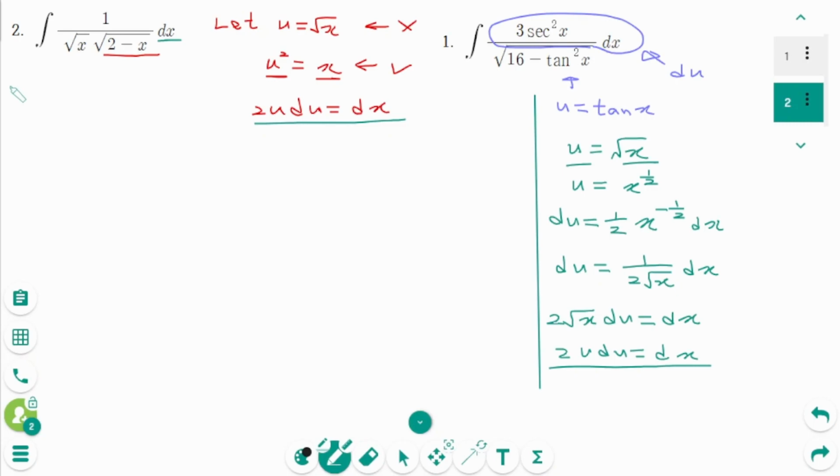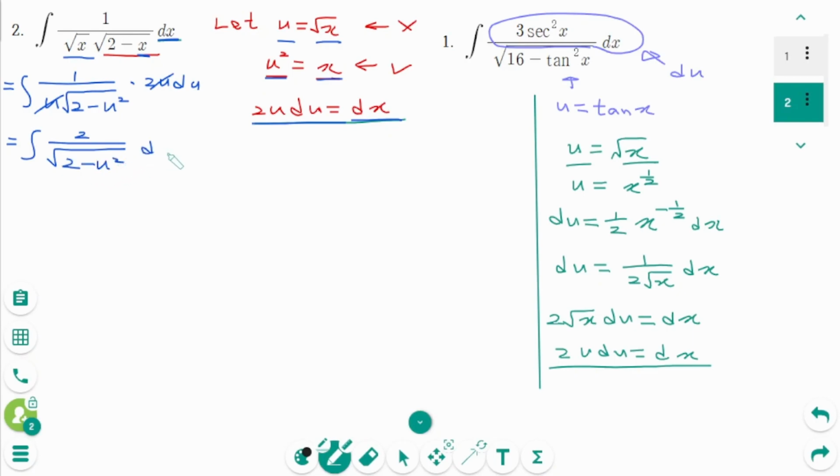Now let's change all x into u. The integral of 1 over square root of x, which is u, times the square root of 2 minus x, which is u squared, then dx is 2u du, equals the integral of, u is cancelled, 2 over the square root of 2 minus u squared du.